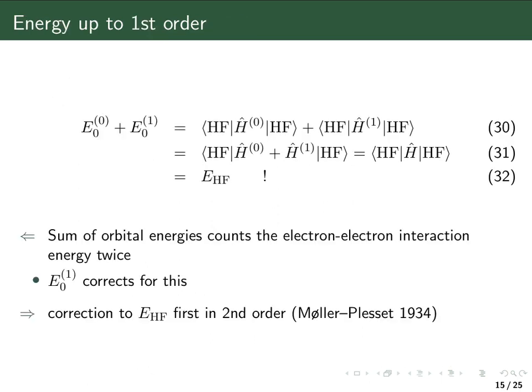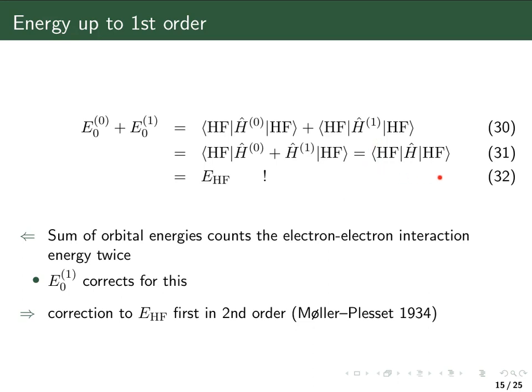Now if you add the zeroth-order energy and the first-order energy correction together to get a first-order energy, we have the expectation value of the Hartree-Fock Hamiltonian with the Hartree-Fock wave function plus the expectation value of this first-order fluctuation potential with the Hartree-Fock wave function. Obviously we can combine those two integrals into one. So we get the zeroth-order plus the first-order Hamiltonian there. That together is the full Hamiltonian.